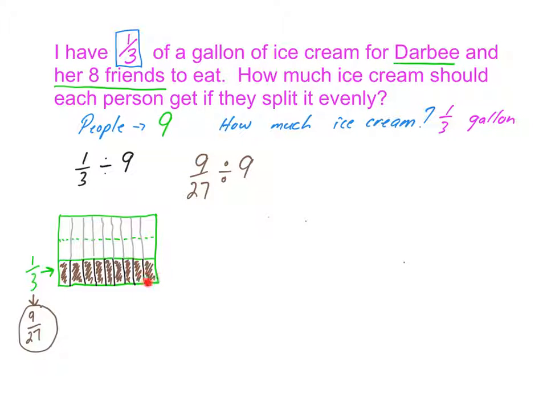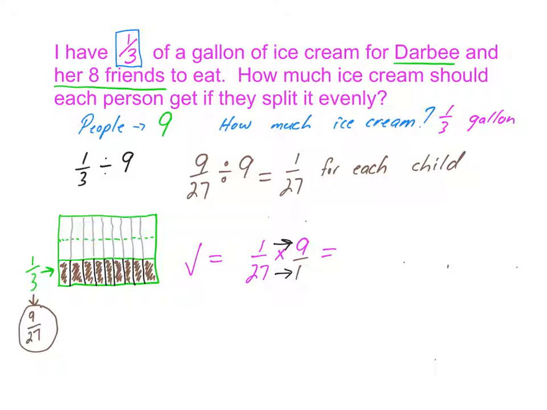1 section would be 1 out of the total 27 that would have been if it was a full ice cream. So it looks like, either by counting with the picture or by thinking about this problem, if I have 9/27 and need to divide by 9, that would give me 1/27. Now I need to check my answer and make sure that it makes sense.